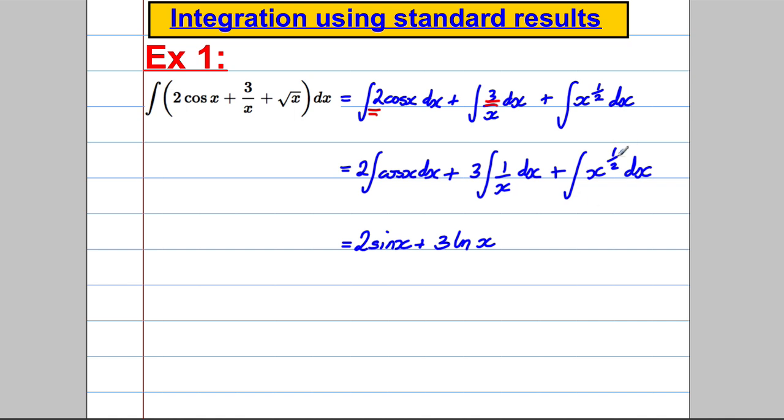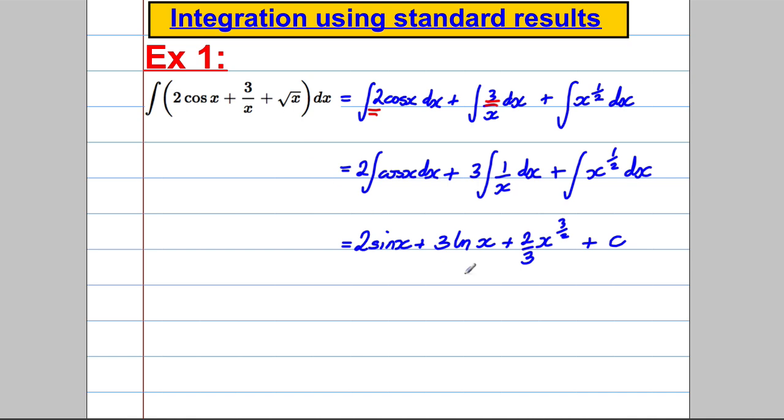And lastly here, this is a polynomial, so to integrate a polynomial, you add 1 to the power, so it would be plus x to the power of 3 over 2, and you divide by 3 over 2. 1 divided by 3 over 2 is 2/3. What are we missing? We're missing plus the constant. So the answer to this integral here is 2 sine x plus 3 natural logarithm of x plus 2/3 x to the power of 3 over 2.